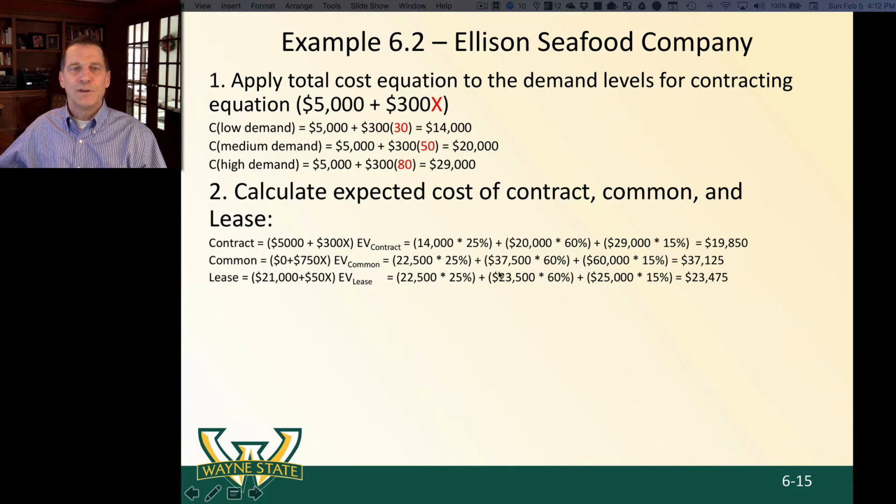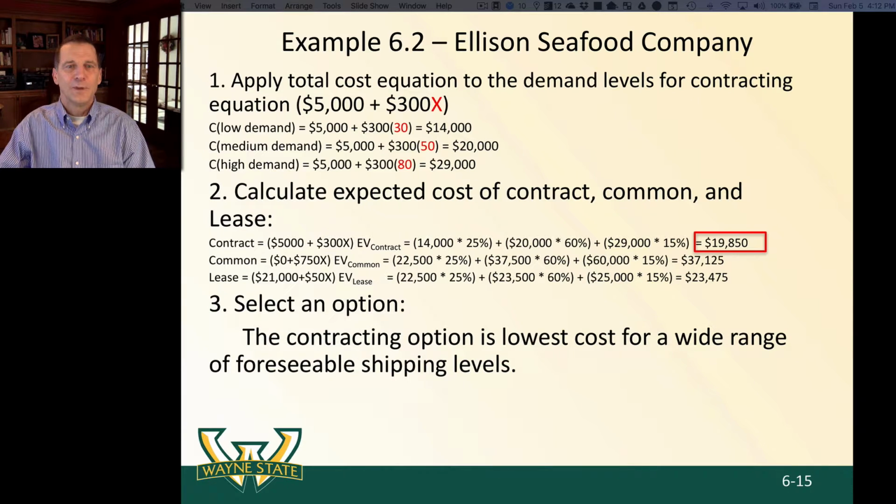In the meantime, we should get a carrier in here and negotiate and get this $5,000 per month going and see if we can negotiate that down to $4,000 and get this per shipment cost as low as we can. But it looks like contract is the way to go for the phase of the business that we're in right now. We've modeled it, and we can be fairly confident of that. So for the foreseeable, expected shipping levels, contracting is the lowest cost. That is applying the expected value.